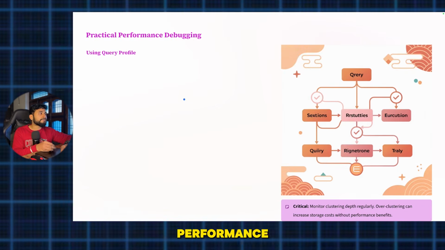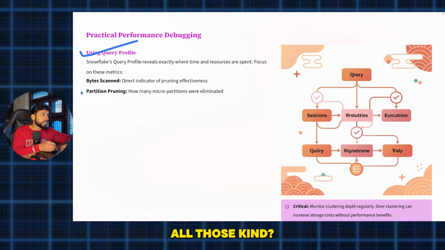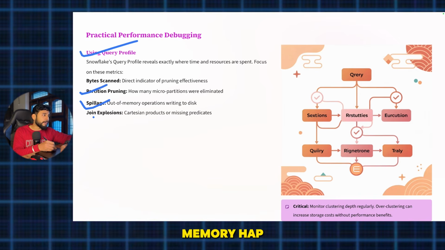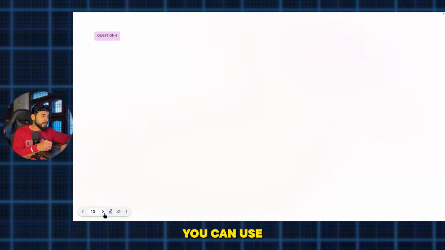Practical performance debugging is there. You should use query profiling. In query profile, it shows you everything: where it is taking a longer time, where it is taking a shorter time, which transformation is taking very long, how many bytes were scanned, whether a full table scan is happening, how much partition pruning there is, what the spillage is, if out of memory is happening. Check if any Cartesian product or cross join is used. Cross join is a very costly join, so you should not use it. Clustering sorts the data in the same partition, so you can definitely use cluster.